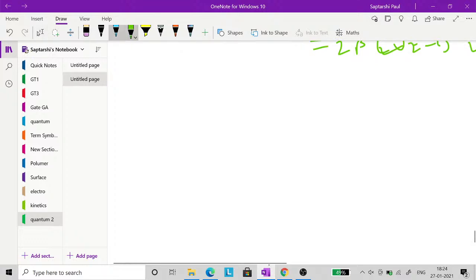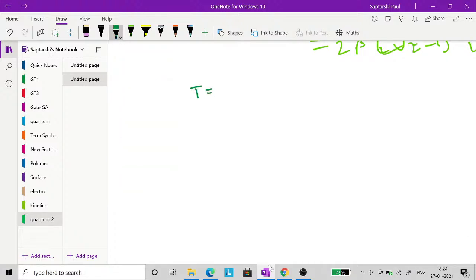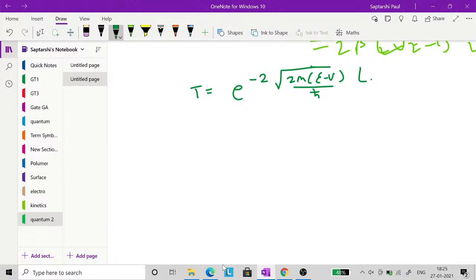So, tunneling probability. Let me use a different pen. I can use a different color pen also. I will use this color. This is equal to e to the power minus 2 root of 2m(E minus V), where m is mass, by h cross into L. Okay, this was the formula, right? Yeah, it is the formula. Now they are saying that m is equal to m by 2, L is equal to L.